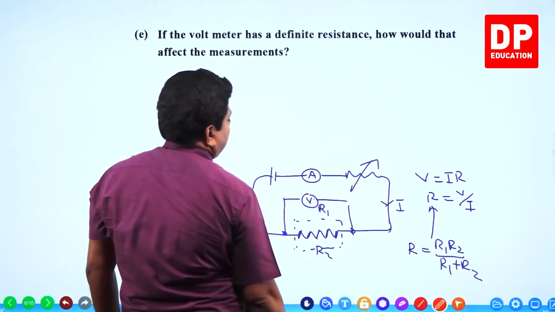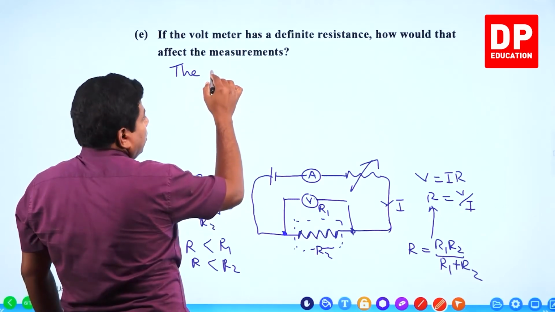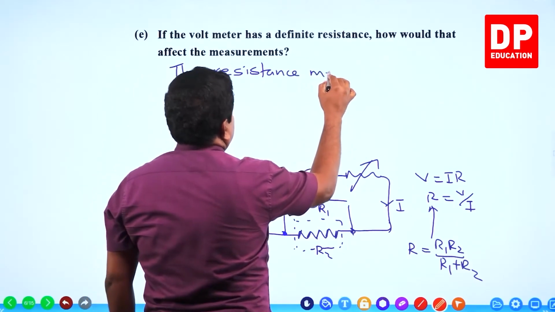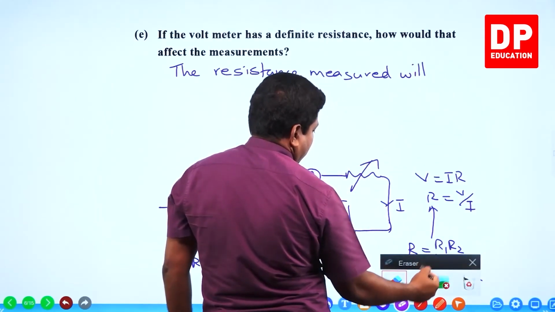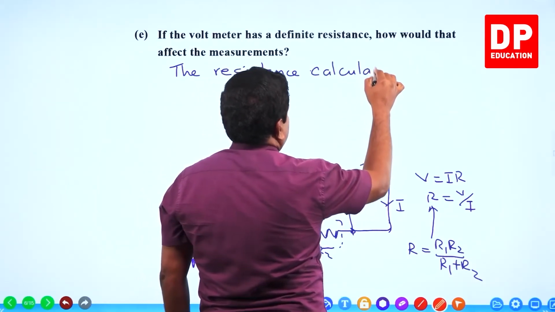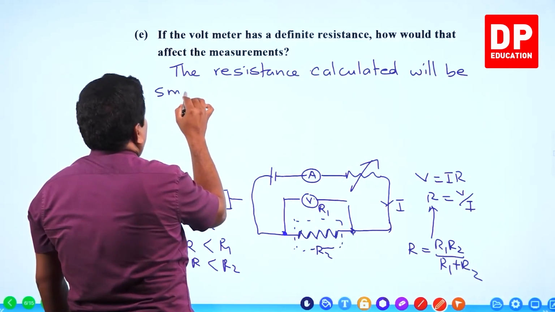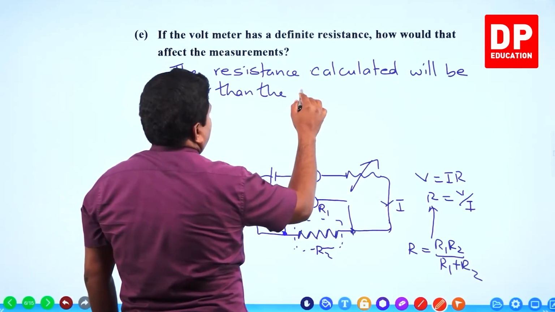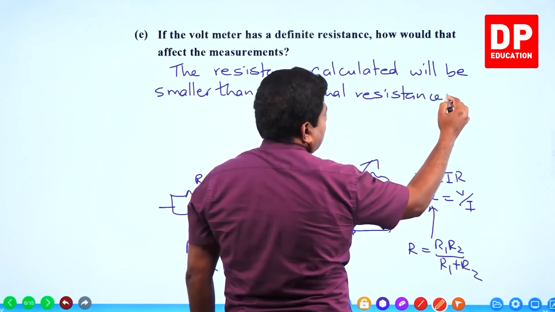How would that affect the measurements? The resistance calculated. No, we don't measure the resistance, we calculate the resistance. The resistance calculated will be smaller than the actual resistance of the coil.